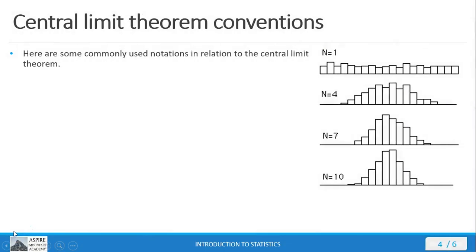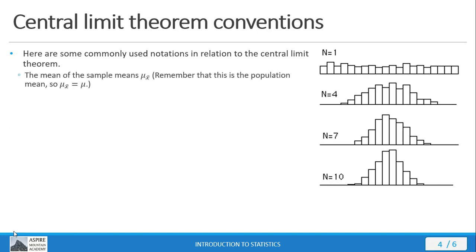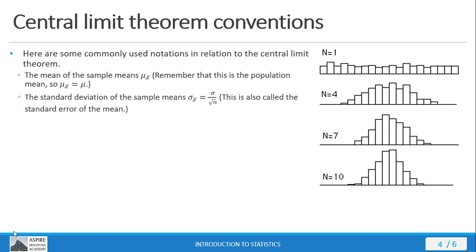There are some conventions about the central limit theorem that we need to keep in mind. Here are some commonly used notations. First, the mean of the sample means, usually written mu sub x bar. This is the population mean, so it is the same as the population mean mu. The standard deviation of the sample means is usually written sigma sub x bar. Keep in mind that this value is also known as the standard error of the mean.